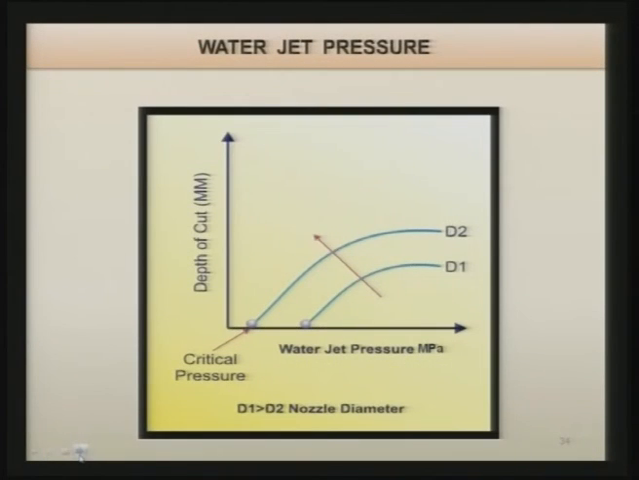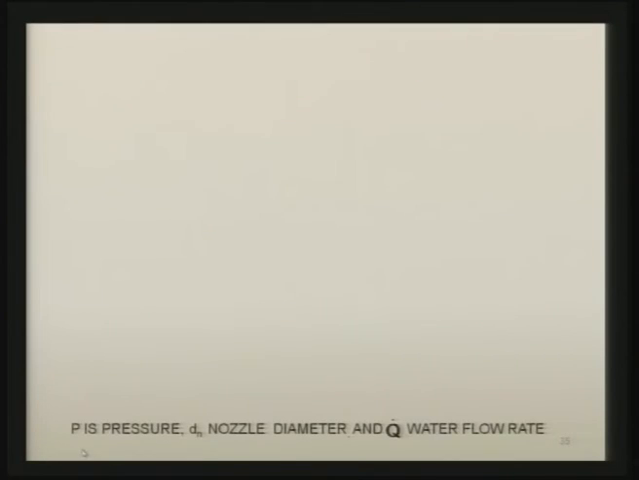Here it shows the effect of the water jet pressure on the depth of cut. It initially increases and afterwards it tries to stabilize. Now, you can also see that these are the nozzle diameters D1 and D2. Now, if the nozzle diameter is larger, then the depth of cut decreases. As you can see over here, it is because if the same power is there, then the pressure of the abrasive water jet coming out is smaller, and that is why the depth of cut is also smaller.